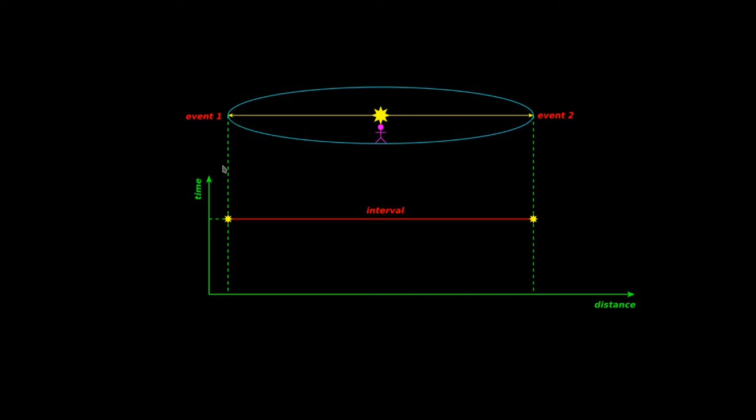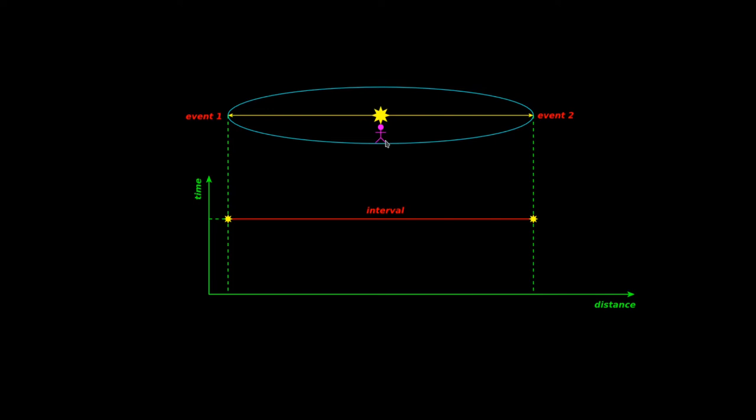Now, we can plot when this happens on a time and distance diagram, and we say there's that event, the light reaching that end of the rocket, and here's that event, the light reaching that end of the rocket, and they happen at the same time but at different places.